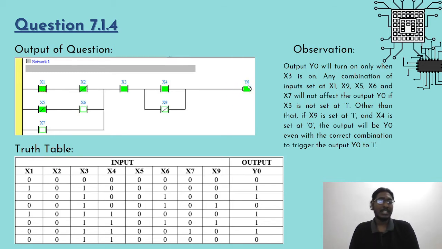So from simulating this ladder diagram and making the truth table, we are able to make an observation whereby output Y0 will turn on only when X3 is on. Any combination of inputs of X1, 2, 5, 6 or 7 will not affect the output Y0 if X3 is turned off. Other than that, when contact X4 is set as 0 and X9 is set as 1, the output of Y0 will also be 0 even with the correct combination to trigger the output Y0 to 1.